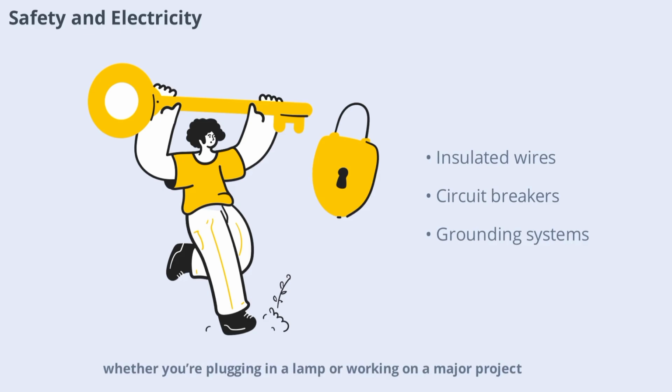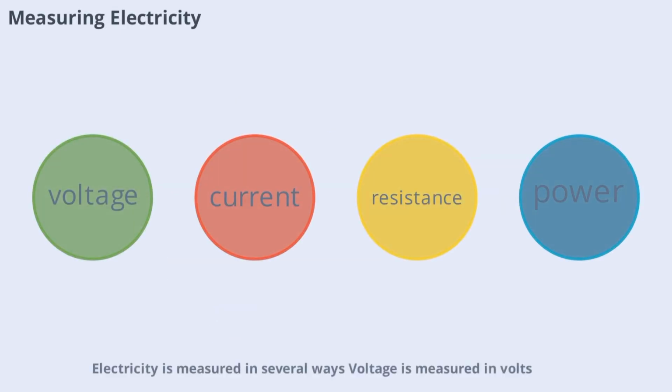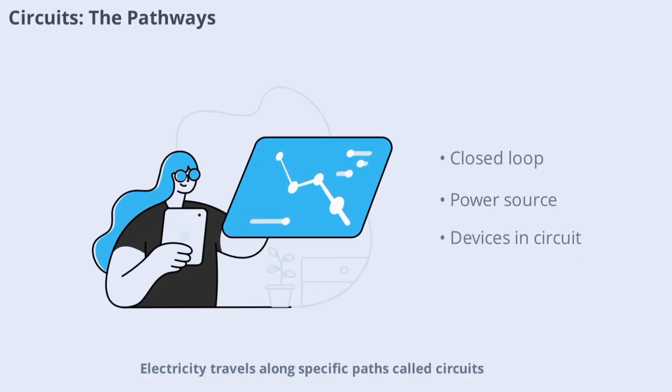Electricity is measured in several ways. Voltage is measured in volts, current in amperes, or amps, and resistance in ohms. Power, the rate at which electricity does work, is measured in watts. These measurements help engineers design safe and efficient systems, and they help us understand how much energy we're using at home or at work.